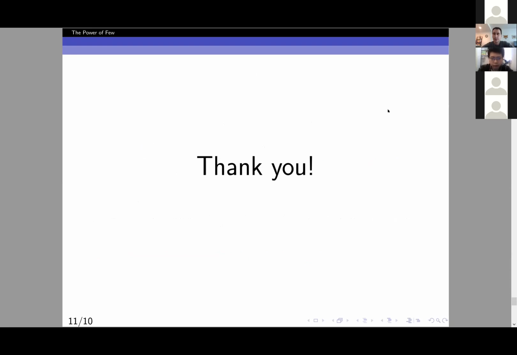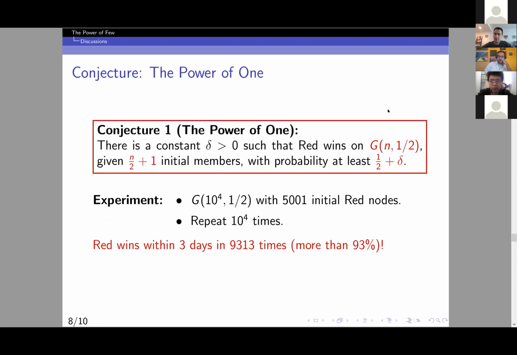So are there any questions? Please unmute yourself. I have one question. So you're choosing C, the extra people, to be sort of arbitrary, independent of the graph. Do you think you can prove conjecture 1 easily if you allow the extra person to, like, you get to see the graph first and then you get to pick the best person?